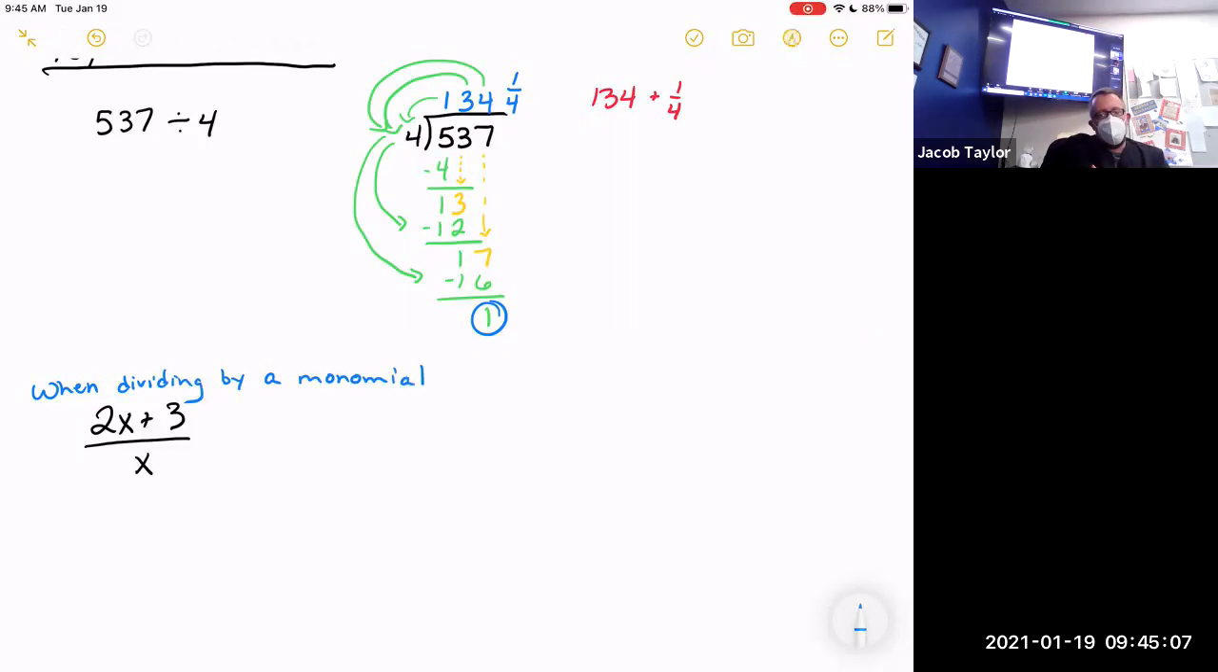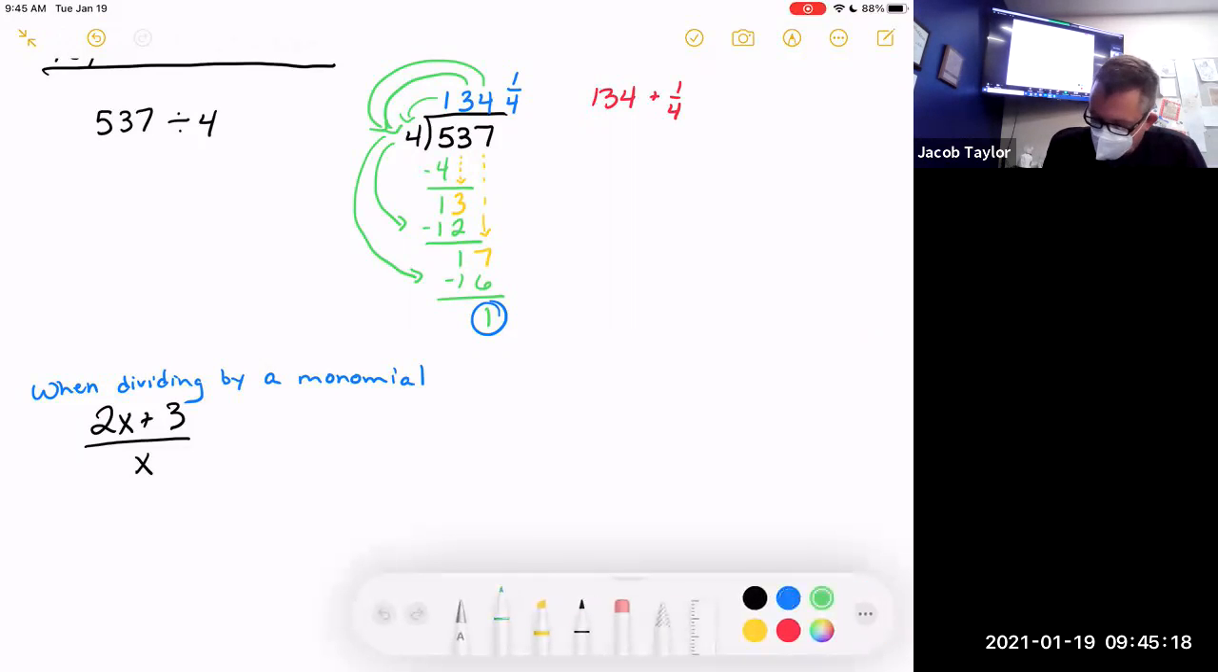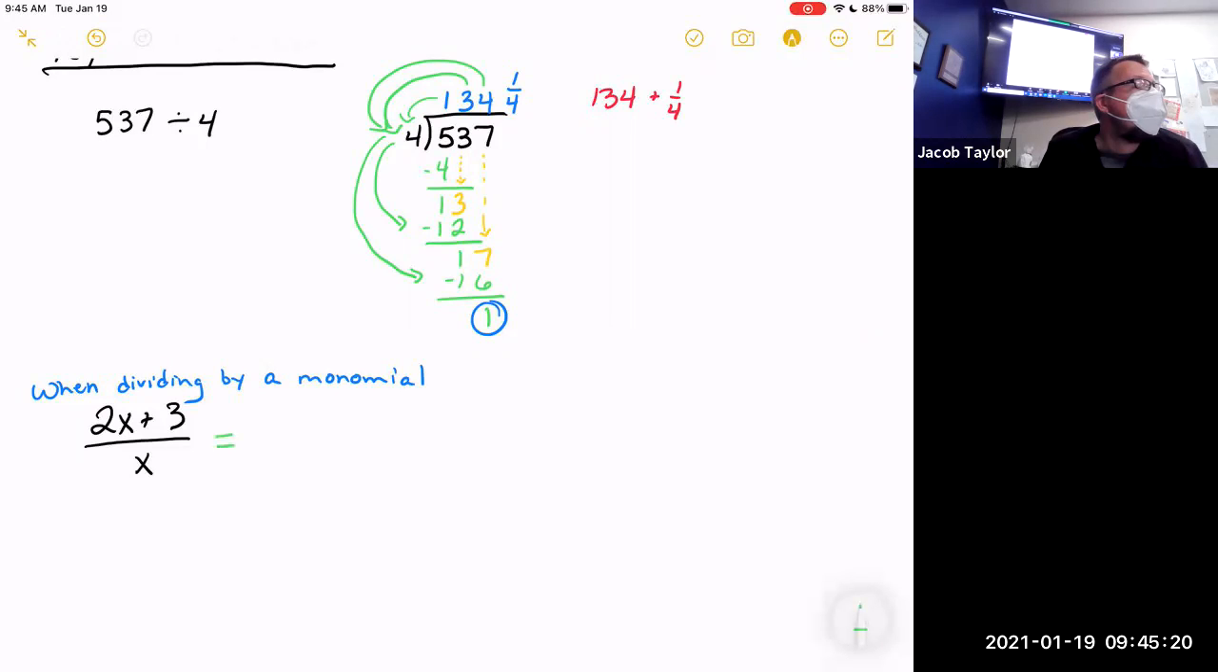I can do long division just like we did with the 537 divided by 4. I can do long division that way, but it's much, much easier. This only works with monomials. It's much, much easier just to separate this into two different fractions. So I can separate this into the first part, which was 2x over x, plus, because there was a plus sign here, 3 over x. That is a much simpler way than doing long division.